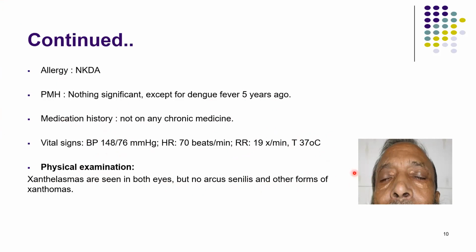You know what arcus senilis is, yeah? If you see the eye, but this eye is closed, the eye has to be open. So you will see around the pupil a kind of halo, white color. This is called arcus senilis, which we normally observe in elderly.